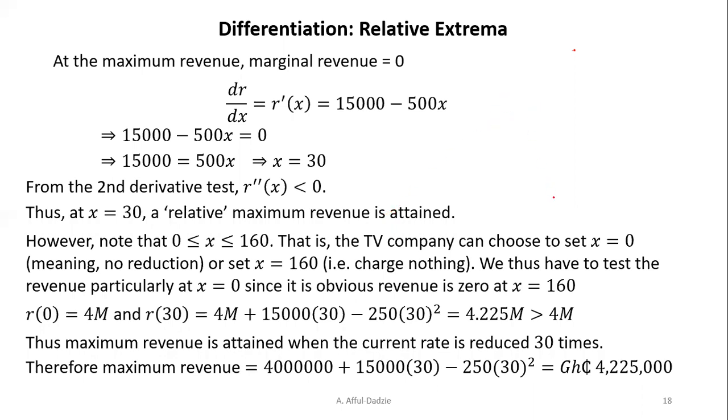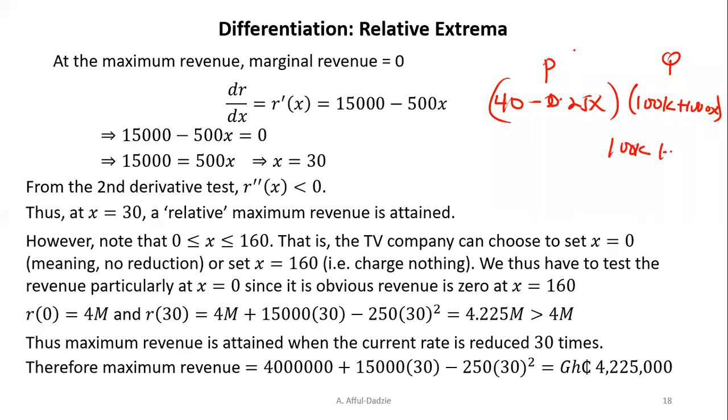Yes, so I did calculate it. I showed you that you would have 130,000. So remember we said we have 40 minus 0.25x, right? And that will give us the price. And then the number of subscribers, which is Q, is going to be 100,000 plus 1,000x, isn't it? So if we found x to be 30, then that is going to be 100,000 plus 1,000 times 30, which is 30,000. Okay, so we are going to have 130,000 subscribers.